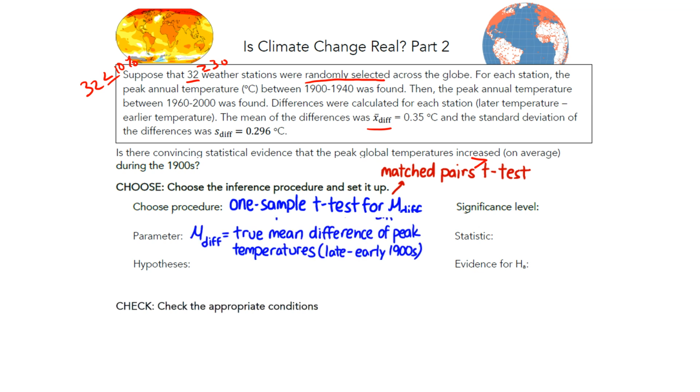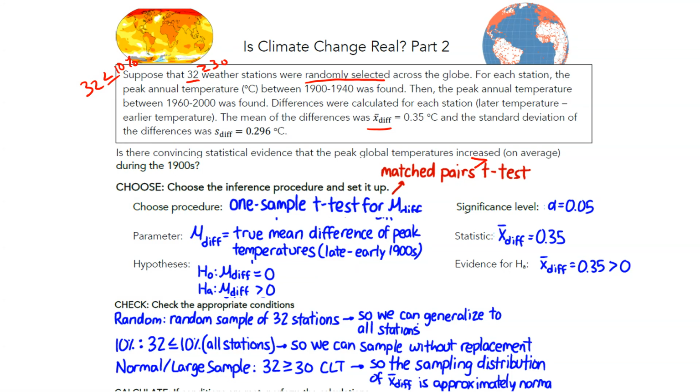So mu diff is the true mean difference of peak temperatures from late to the early 1900s. And the null hypothesis is there is no difference, or the alternate is the difference is greater than 0. It's gone up. Significance level is 0.05. Our statistic is our x diff of 0.35. Our evidence is that 0.35 is greater than 0. Again, you don't have to put the evidence on the actual test or anything like that. It's just illustrating the point here.